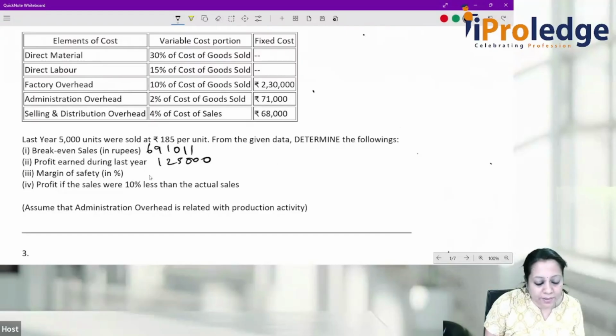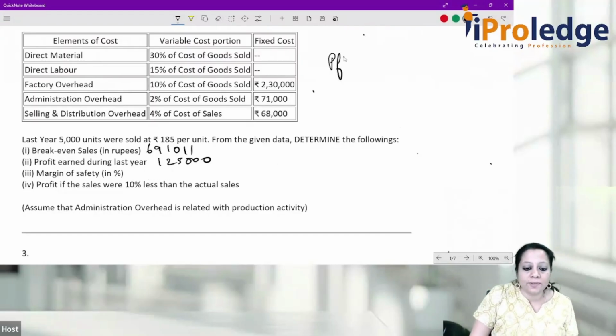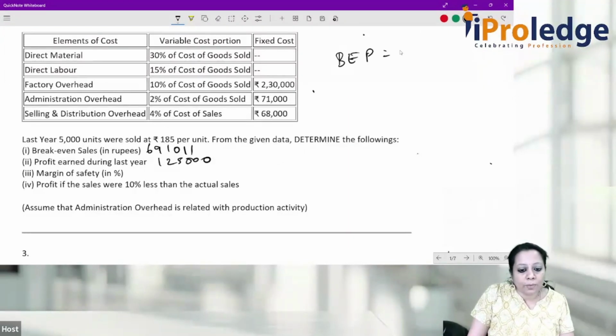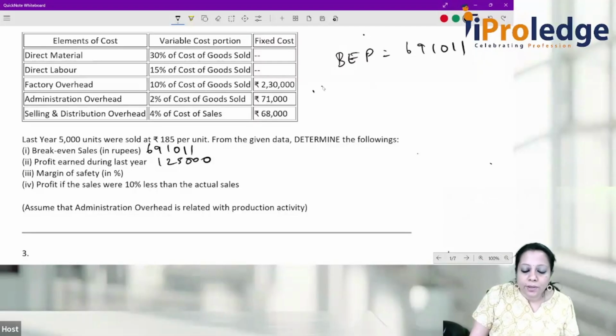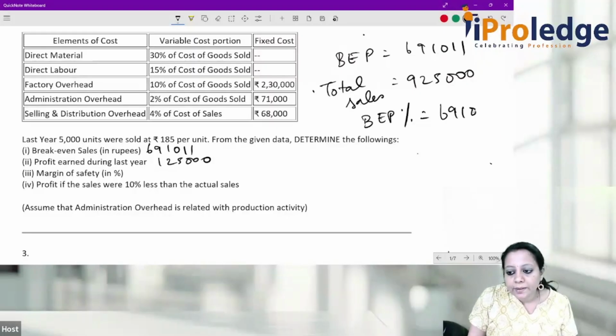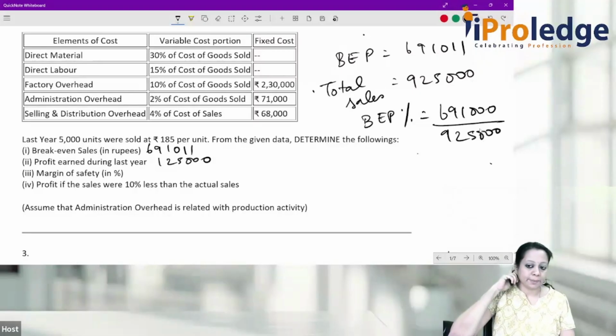Yes, ma'am. Margin of safety in percentage. Very simple. BP is how much? 6,91,011. Total sales is equal to how much, students? 9,25,000, no? Yeah. So that means BP percentage is going to be how much? 6,91,000 divided by 9,25,000. Correct?